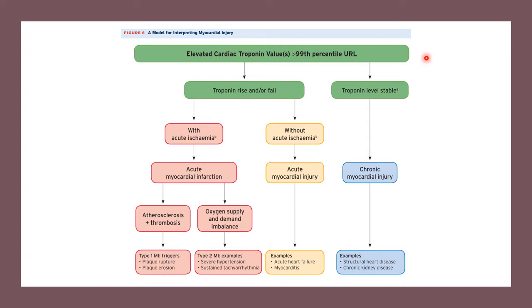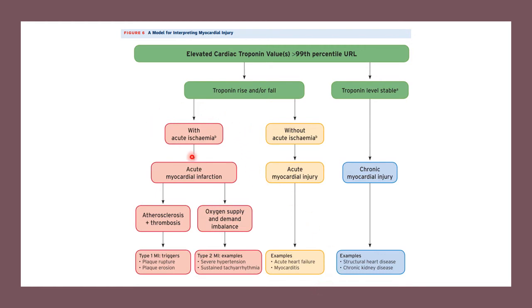So with elevated cardiac troponin above the 99th percentile, this may be stable, for example, with chronic myocardial injury, structural heart disease, or chronic kidney disease. There may be a rise and or fall, and if without clinical acute ischemia, that is deemed acute myocardial injury, and examples may include heart failure or myocarditis.